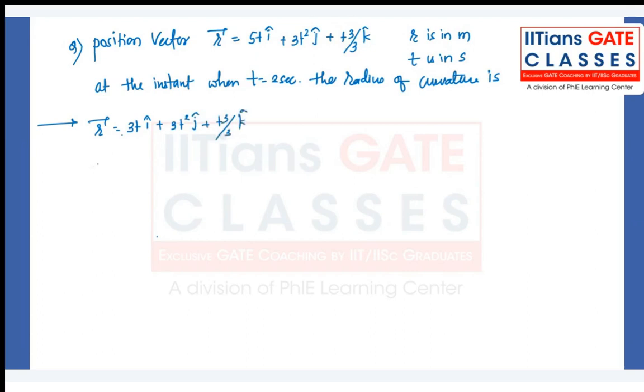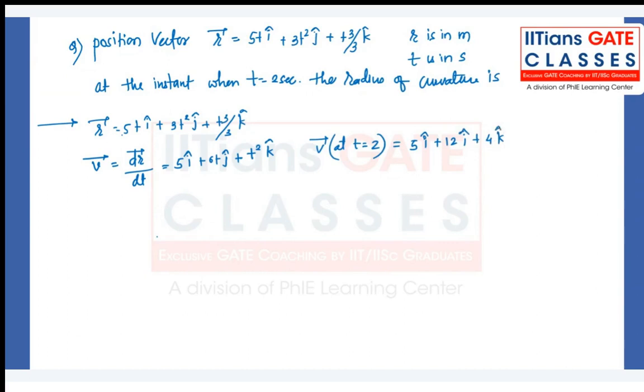V bar is dr bar by dt, right? Differentiation of r bar with respect to t: 5i plus 6tj plus t square k. Sorry, 6tj, yeah. And velocity at t equal to 2 will be equal to 5i plus 12j plus 4k.